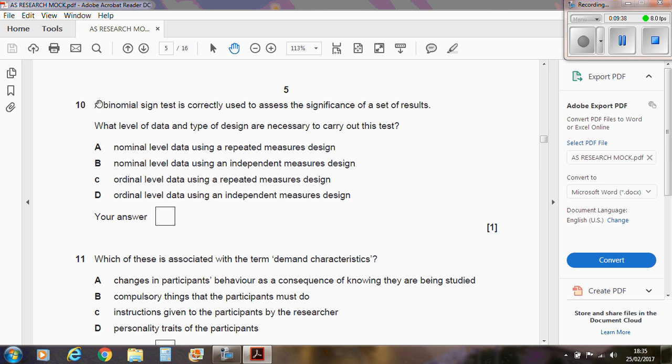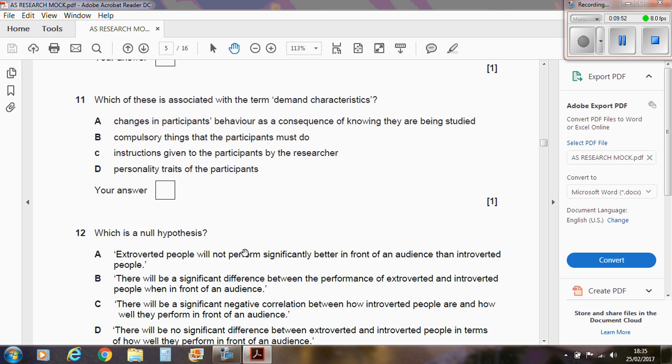Now, bi is like bicycle, which is like 2. So it's a repeated measures design. So it should be A. Nominal data using a repeated measures design. Number 11, which of these is associated with the term demand characteristics?